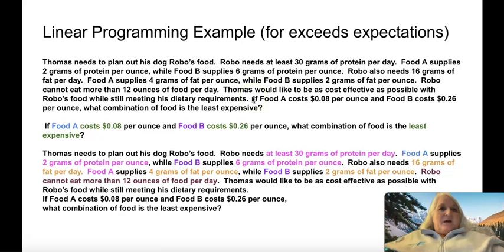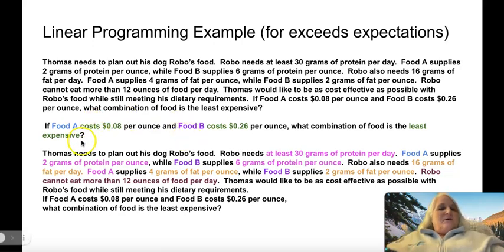Thomas would like to be as cost-effective as possible with Robo's food while he's still meeting his dietary requirements. If food A costs 8 cents per ounce and food B costs 26 cents per ounce, what combination of food is the least expensive? So we've got food A and we have food B. And since the question, I like to write down the question, just copy the bottom half so that I know what my variables are going to be, food A and food B.